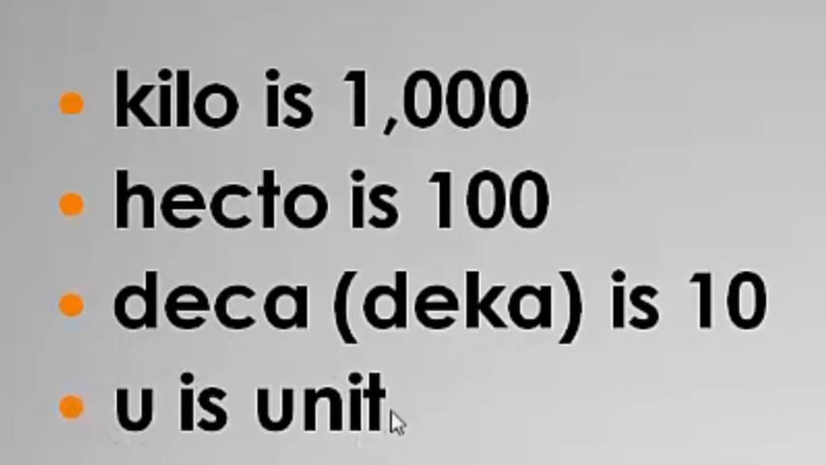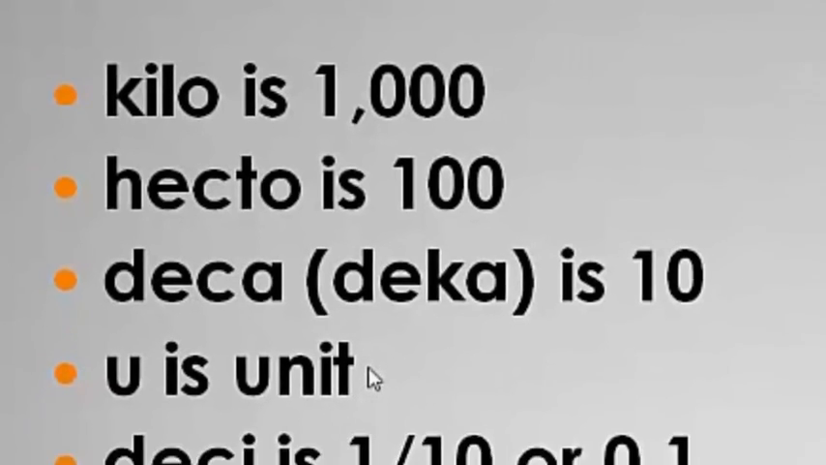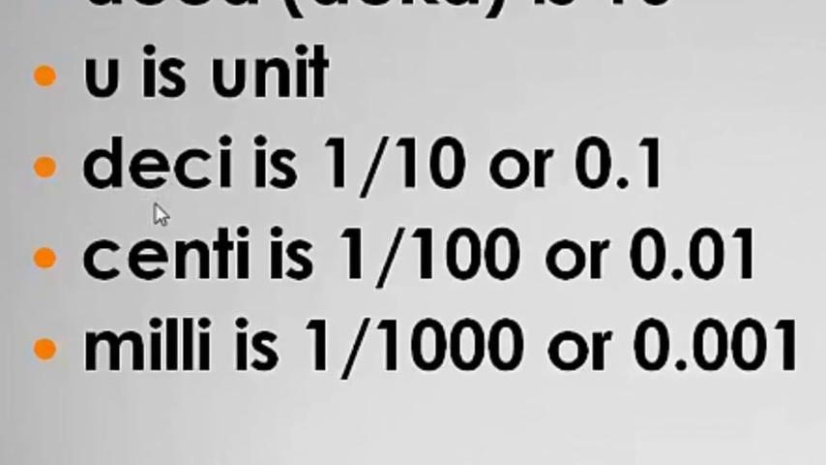U is for unit. That's where you have your root word. So it would be meter, liter, or gram. Deci, with an I at the end, means 1/10. Centi, with an I at the end, is 1/100th. That one's also pretty easy for me to remember because I think about the word cent in the word centi, and I realize there's 100 cents in a dollar, or 1 cent is 1/100th of a dollar.